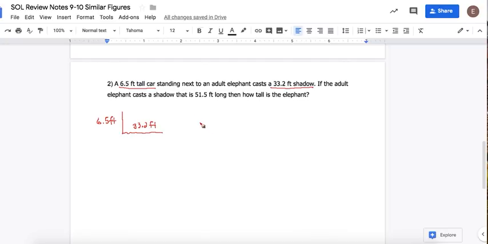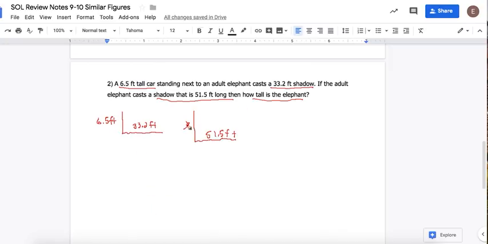Now, I'm not even going to begin to draw an elephant because I can't draw one. So this is the height of the elephant. Here's its shadow. And I know that the shadow is 51.5 feet long. And I want to know how tall is the elephant. So I'm going to put an X here.